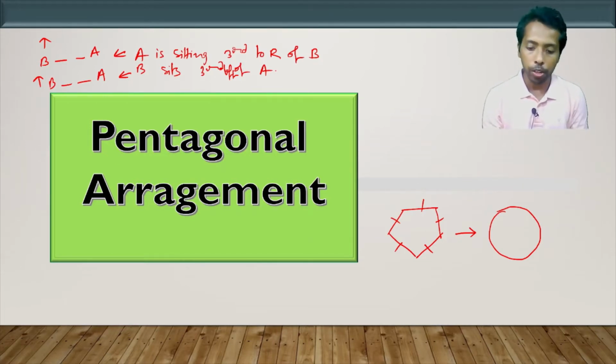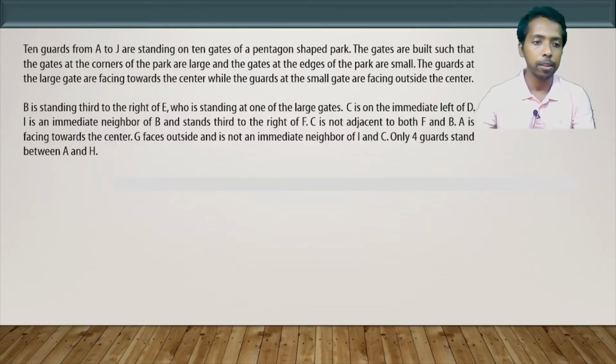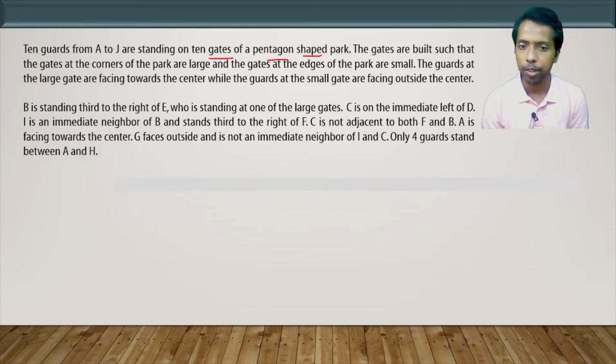Okay, moving to today's puzzle. 10 guards A to J are standing on 10 gates of a pentagon shaped park. We will not draw the pentagon; just understand that there are 10 persons, so we will follow a circular arrangement. Let's understand more language here. The gates are built such that the gates at the corners of the park are large. The gates at the edge of the park are small.